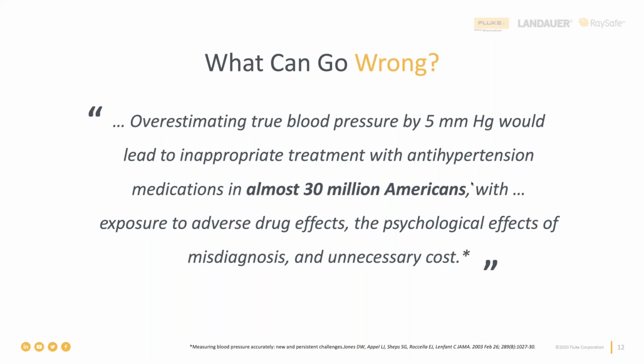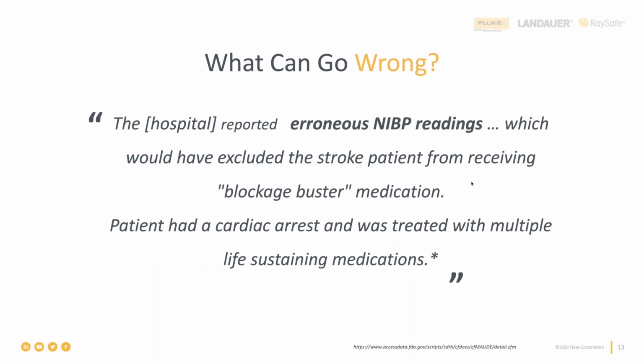And it says that an incorrect reading that overestimates a patient's blood pressure by only 5 millimeters of mercury leads to inappropriate treatment of that patient, which in turn leads to adverse drug events from an incorrectly prescribed medication, negative psychological effects of misdiagnosis of that patient, and of course, unnecessary costs of such treatment.